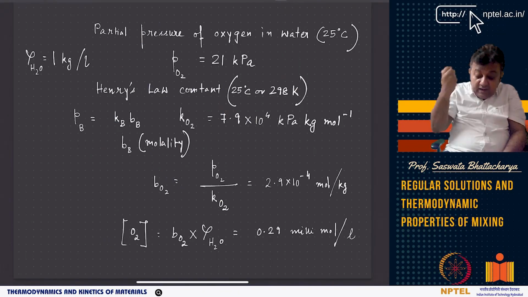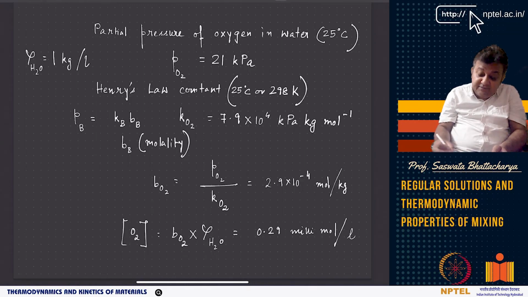Correct? And as you know, the partial pressures are measured in this way: you have PO2, this 21 kilopascal, which is the partial pressure of oxygen dissolved in water at 25 degrees Celsius. If I give you Henry's law constant, that is in kilopascal kg per mole. What I am trying to say is that this example tells you that you can express Henry's law in terms of molality, that is, the amount of solute per 1000 grams or per kg of the solvent.